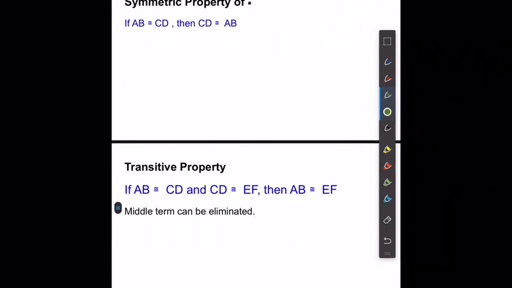The symmetric property of congruence states that if AB is congruent to CD, then CD is also congruent to AB. Notice that these things can switch back and forth, right? Which can come in handy occasionally if we want to just change the order of something. We can't just change the order without a reason. We have to use the symmetric property to change the order.